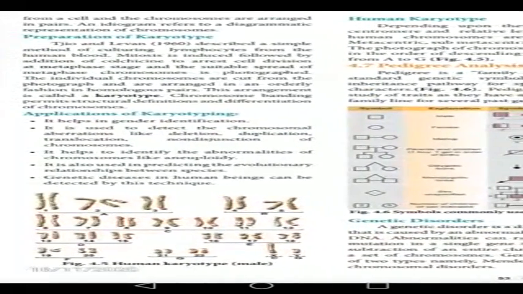Karyotyping is a technique through which a complete set of chromosomes is separated from a cell, and the chromosomes are arranged in pairs. That is what we call karyotyping. This is important to mark. Just learn this, and the remaining things we will discuss in the next class.